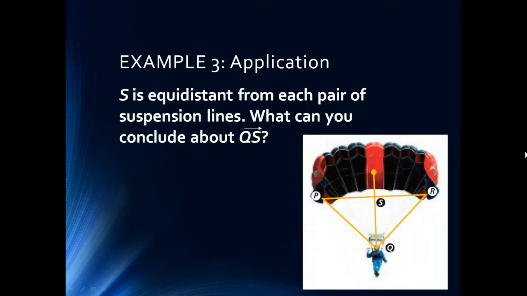Let's look at another example. Example 3 is an application. S is equidistant from each pair of suspension lines. What can you conclude about QS? So the suspension lines, we have P and R here, and S is equidistant from these two lines. So QS would be the angle bisector.